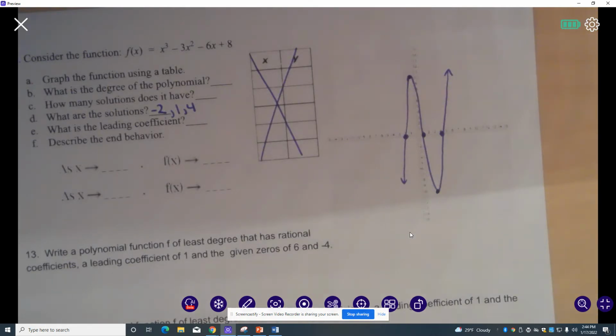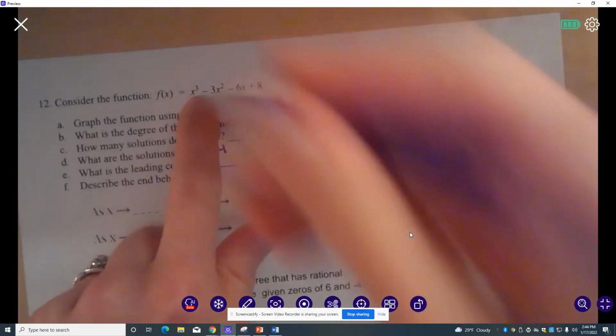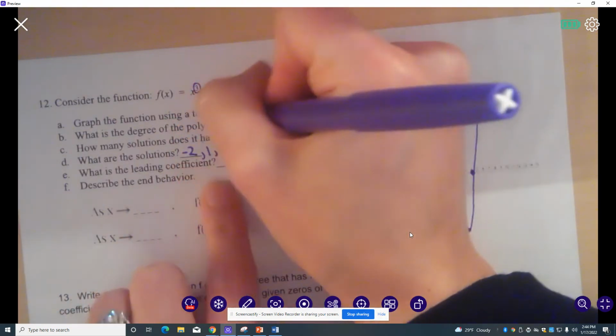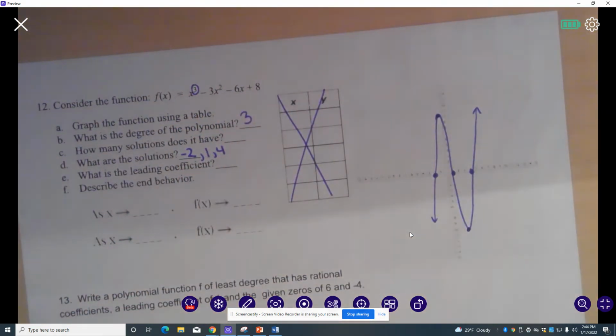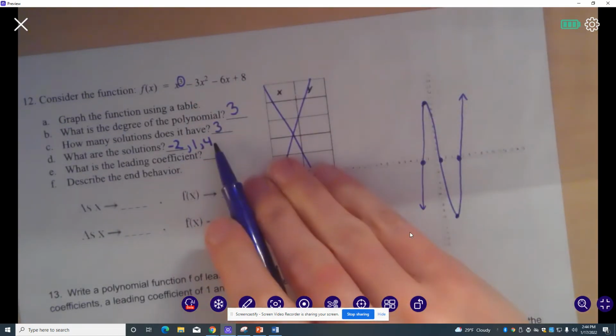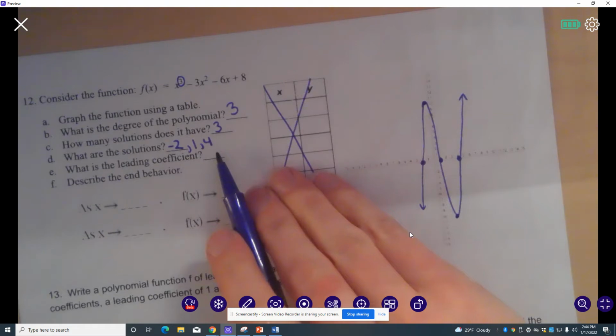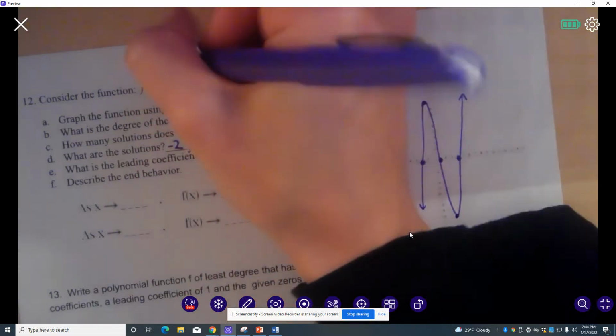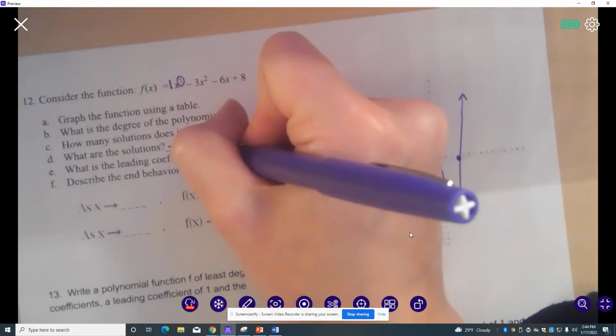Okay. So what is the degree? The degree is the highest exponent, that's 3. How many solutions were there? There were 3, right? We had 3 zeros. I've already listed the solutions. The leading coefficient is this a value, that is 1.